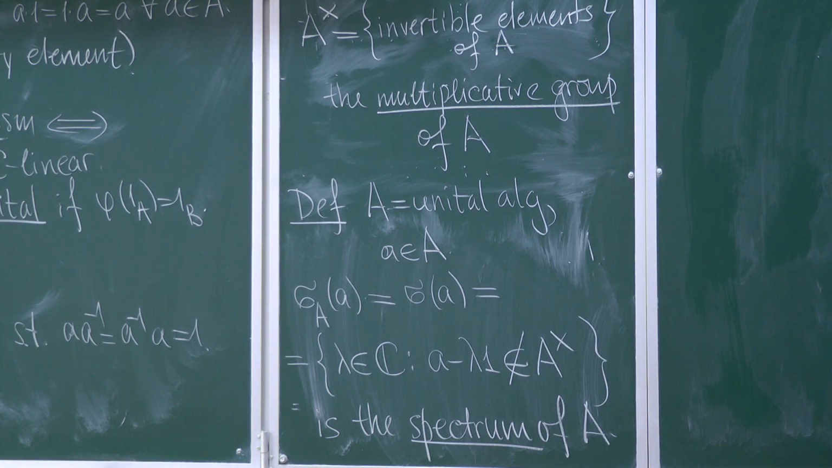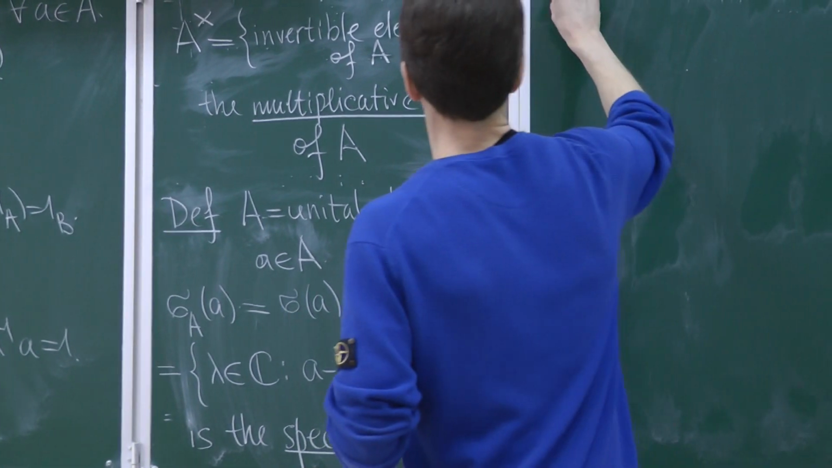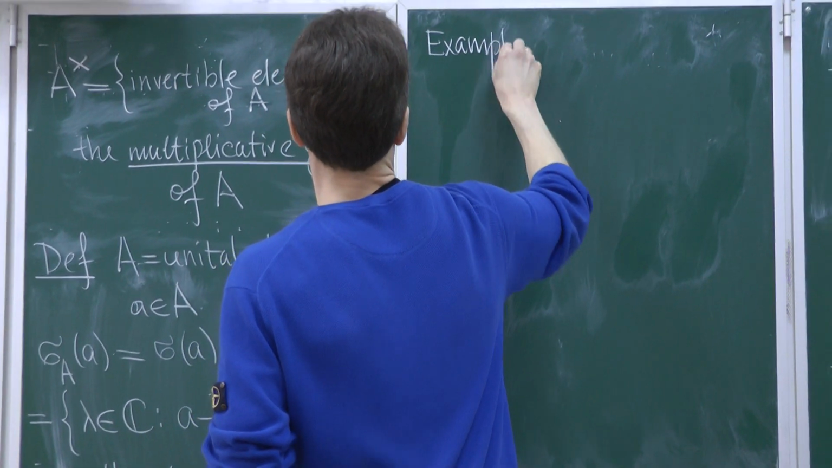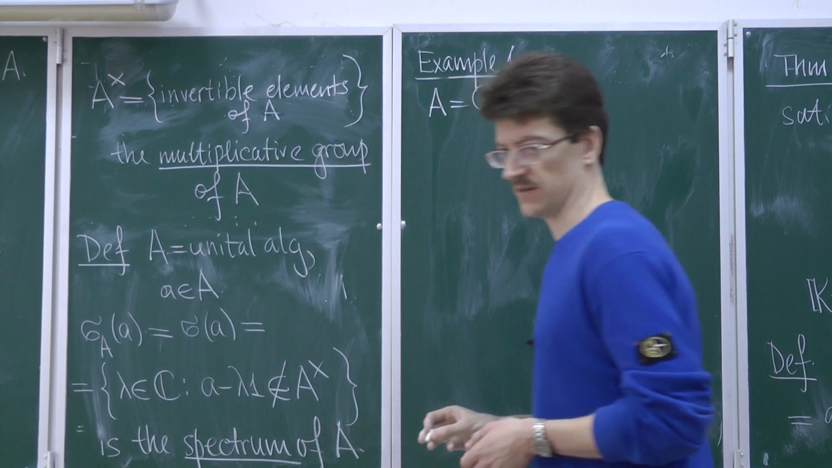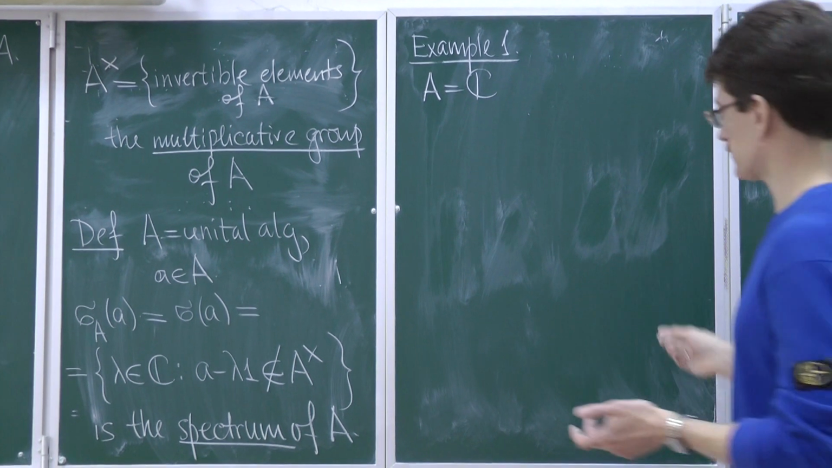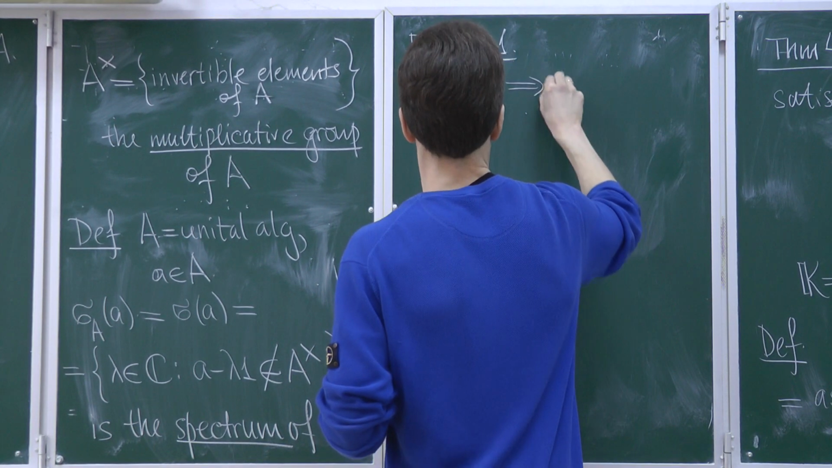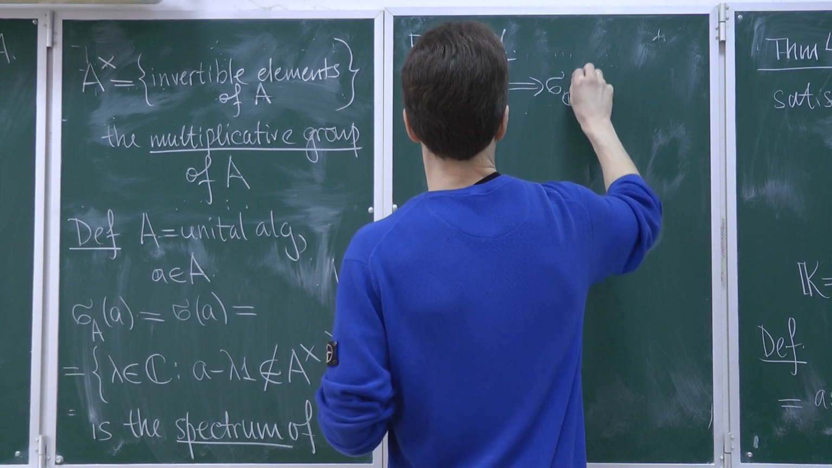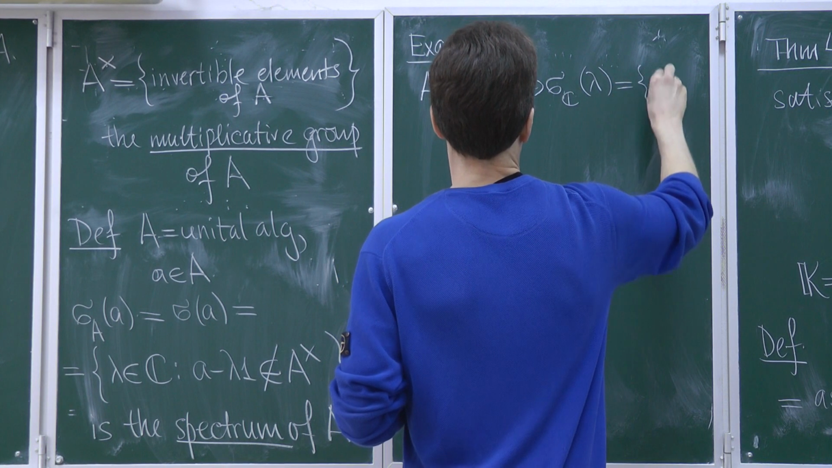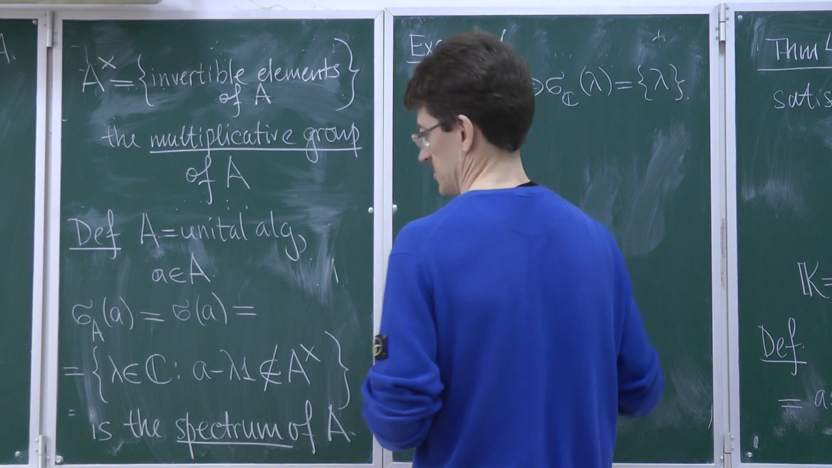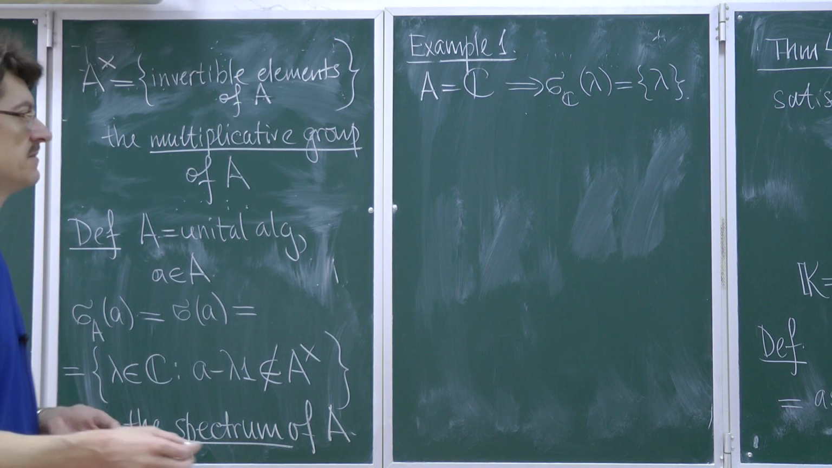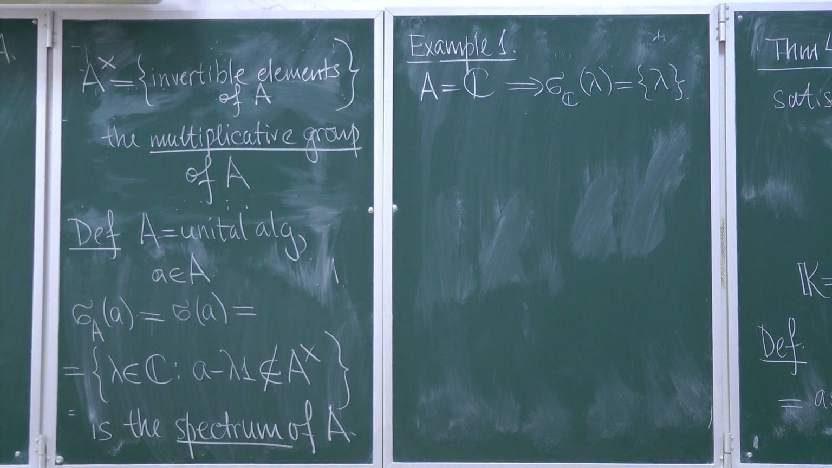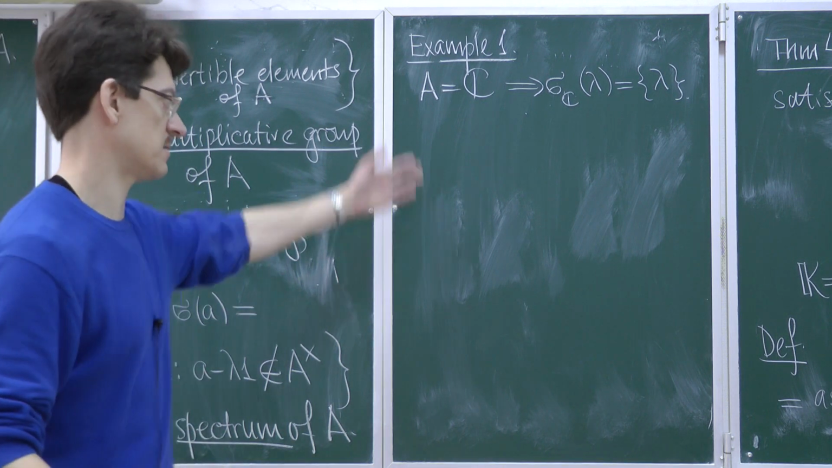Well, let's look at some examples. Example 1. Probably the simplest case is the case where A is just the field of complex numbers. In this case, it's clear that the spectrum of any element lambda consists only of lambda. Because lambda minus lambda is 0, this is not invertible. And if mu is not equal to lambda, then lambda minus mu is not 0, so it is invertible, because this is a field.